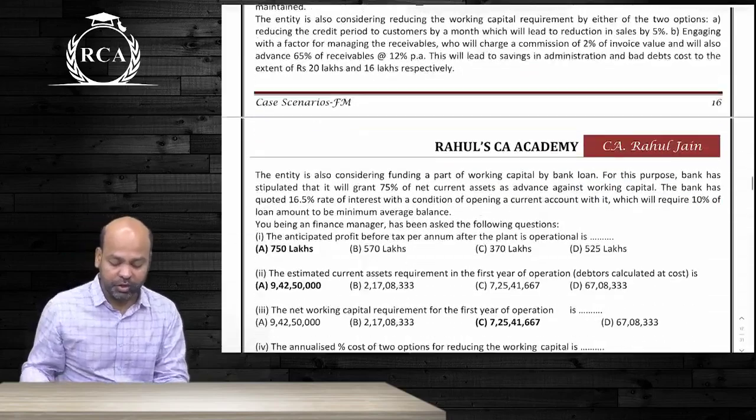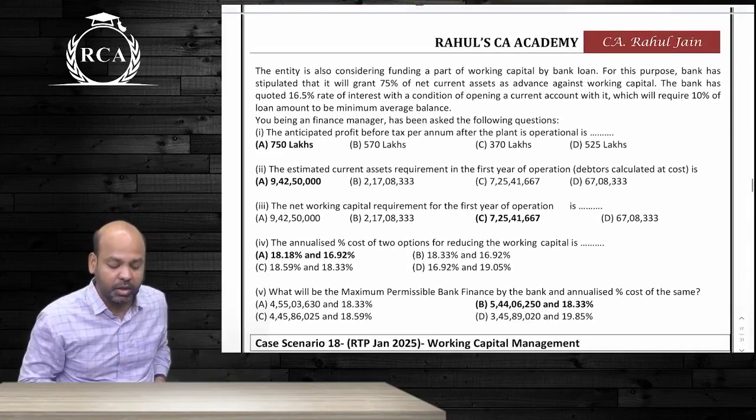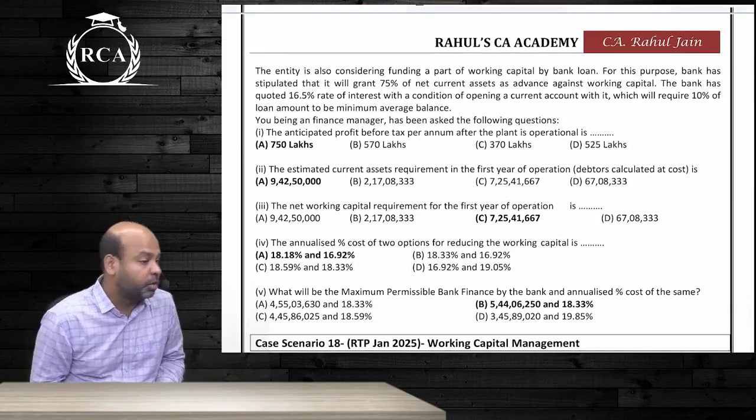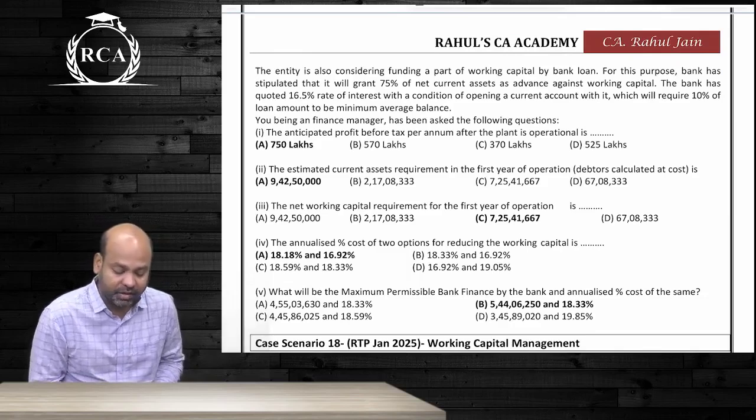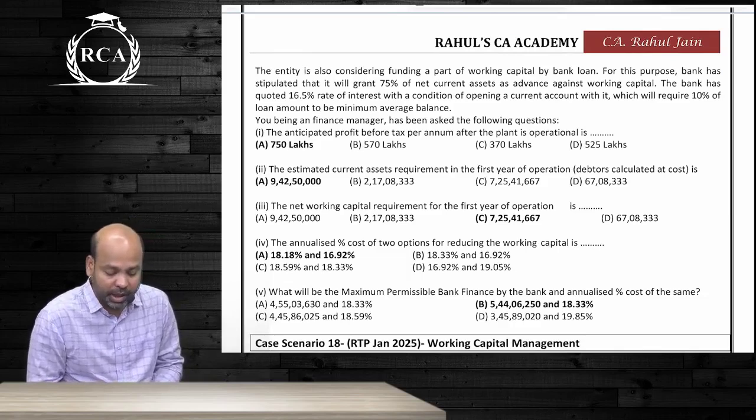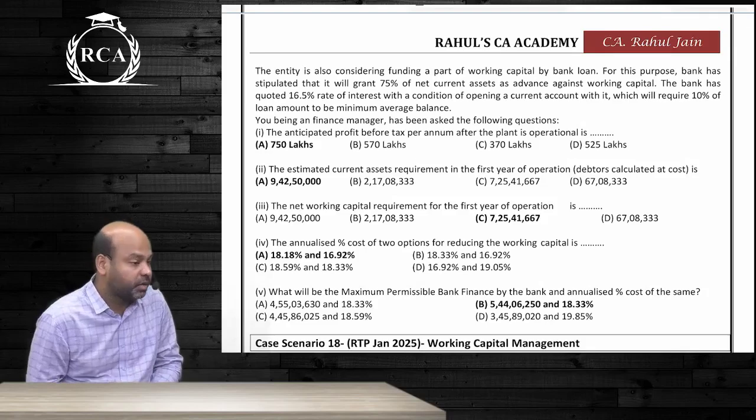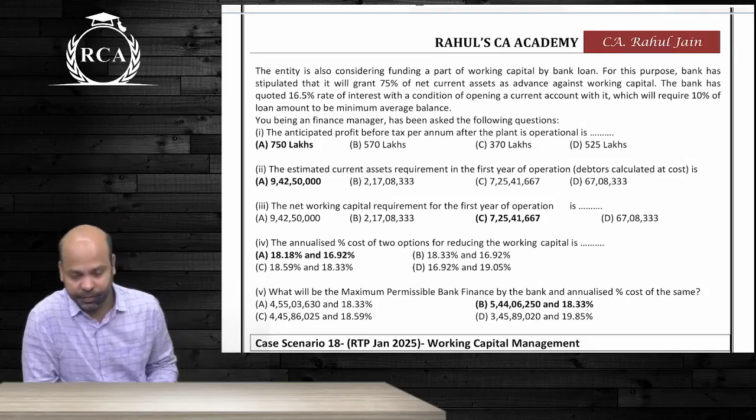This is a combination of factoring, guys, as well as working capital requirement. एक बार requirement देख लेते बेटा. First 3 bits and then let's come back to the question. They're asking us to compute anticipated profit before tax, estimated current assets requirement, net working capital requirement. उसके बाद में बेटा annualized cost of the two options and what will be the maximum permissible bank finance. Remember maximum permissible bank finance? Tandon committee, guys.